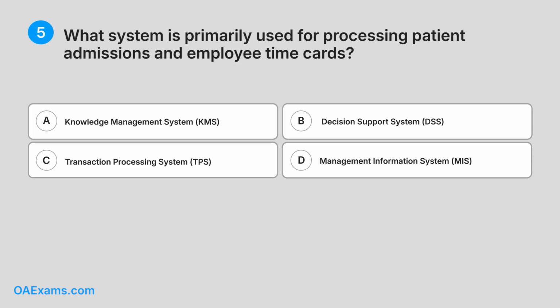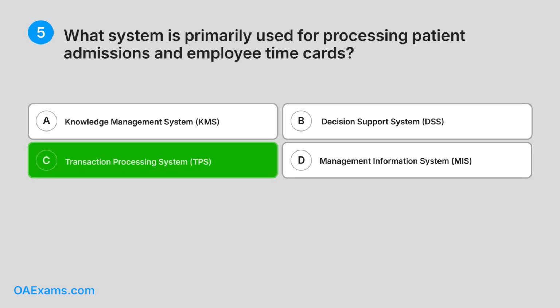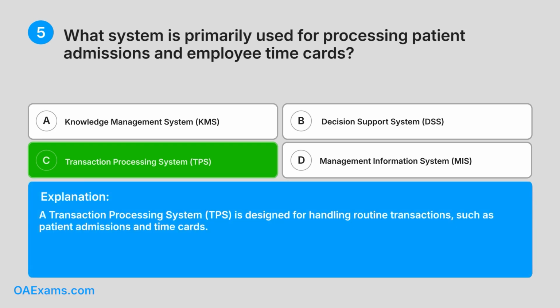5. What system is primarily used for processing patient admissions and employee time cards? A. Knowledge Management System, KMS. B. Decision Support System, DSS. C. Transaction Processing System, TPS. D. Management Information System, MIS. Do you know the answer? Correct answer. C. Transaction Processing System, TPS. Explanation. A transaction processing system, TPS, is designed for handling routine transactions, such as patient admissions and time cards.